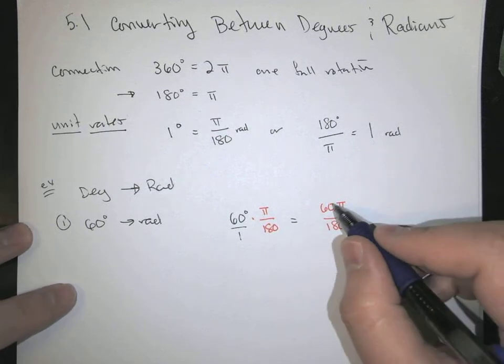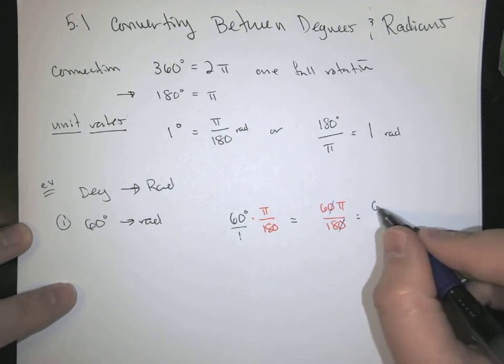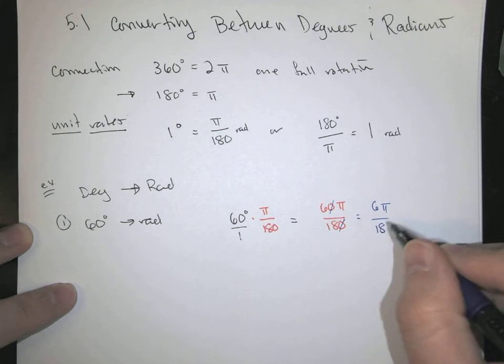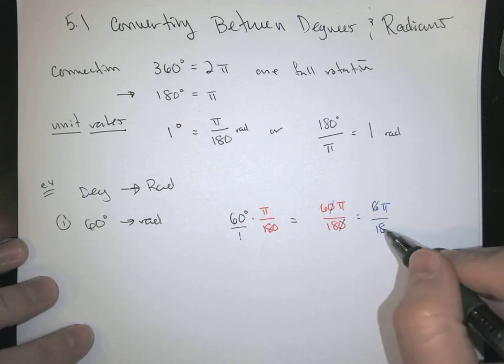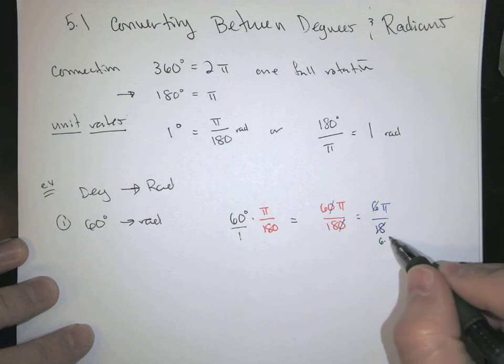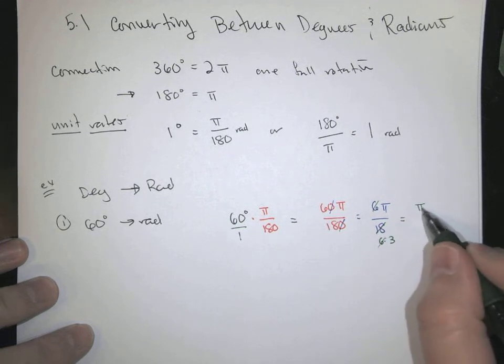The obvious thing first is that the zeros would wipe out if we divide by 10. So this would be 6 pi over 18. And then even from there, that's going to reduce further, because 6 goes into 18 evenly, and would leave me with pi over 3.